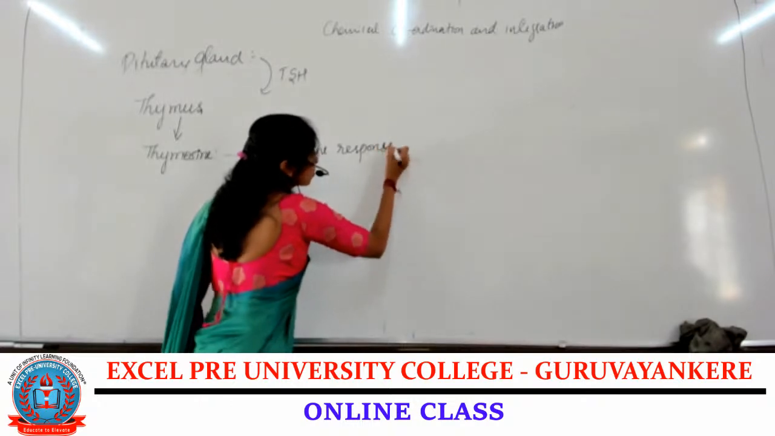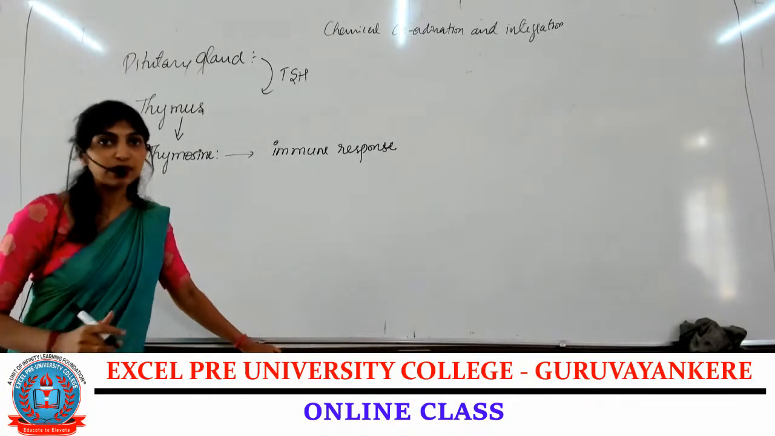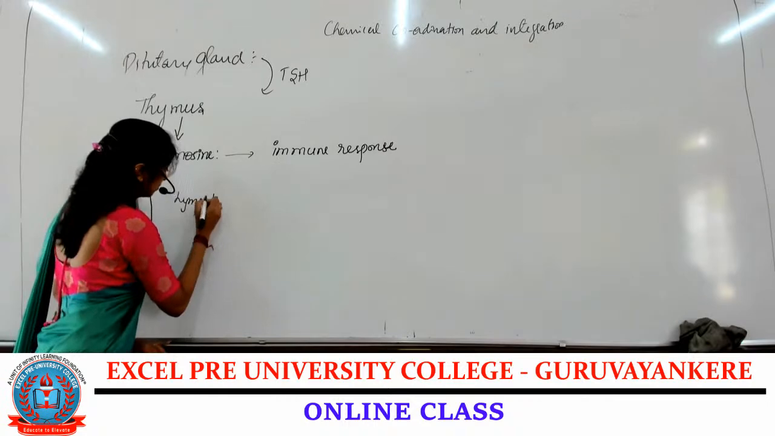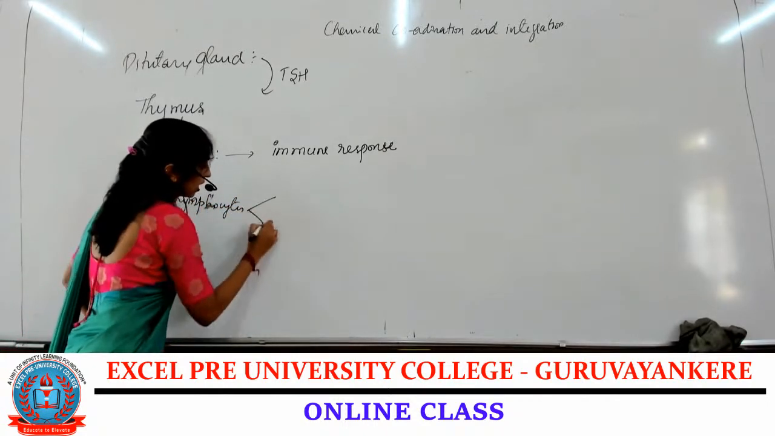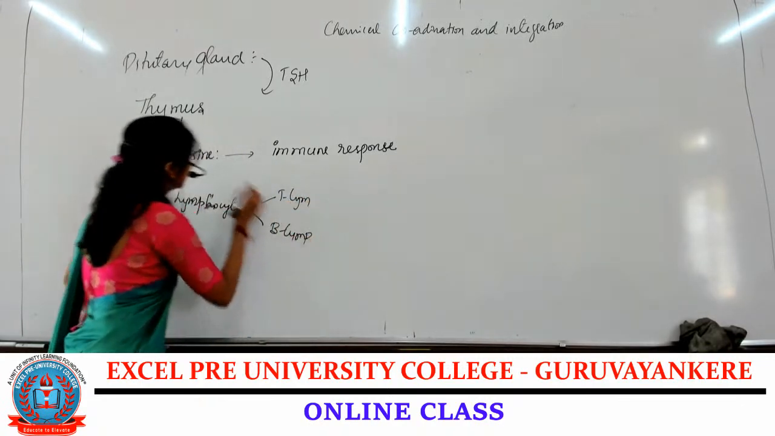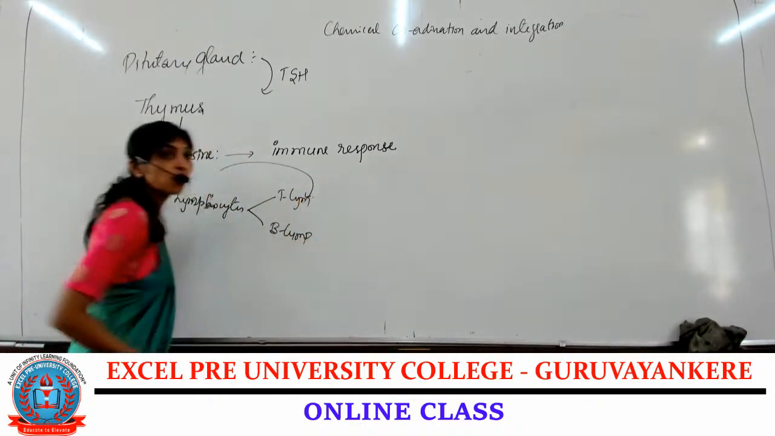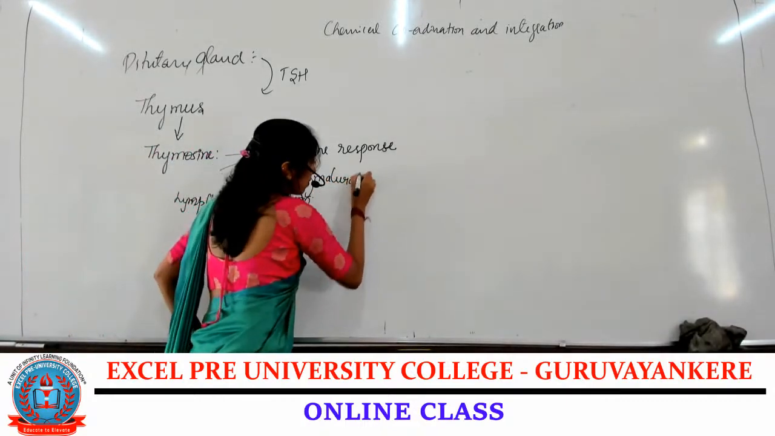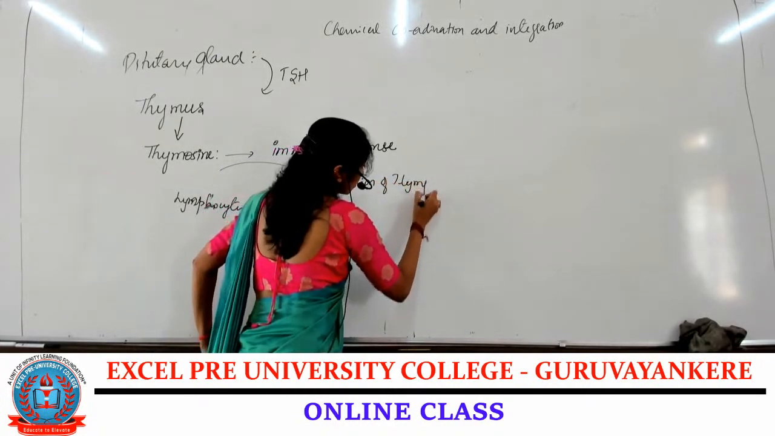We know which are the cells of immunity. We have lymphocytes, T lymphocytes and B lymphocytes. This thymosin mainly helps in the maturation of T lymphocytes. Okay, what is the main function? It helps in the maturation of T lymphocytes.